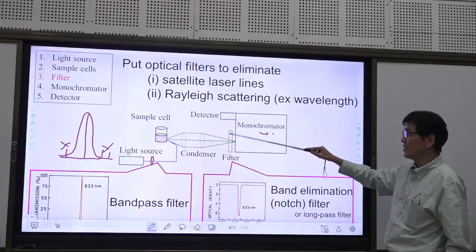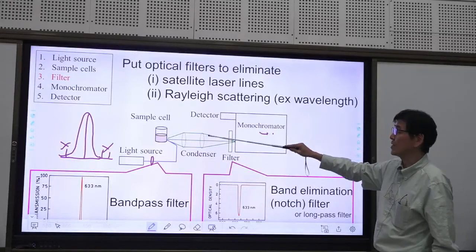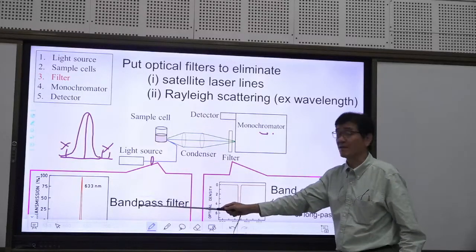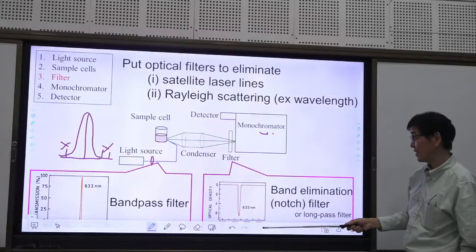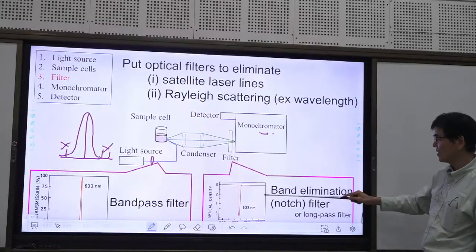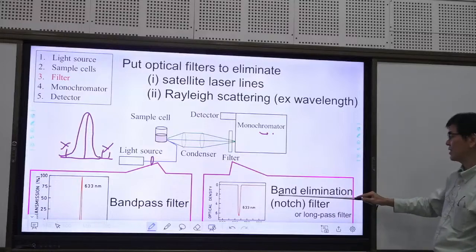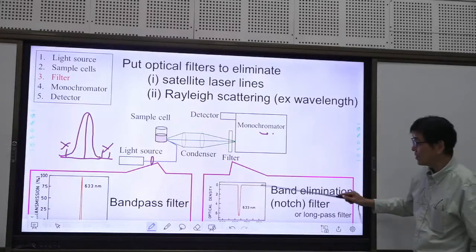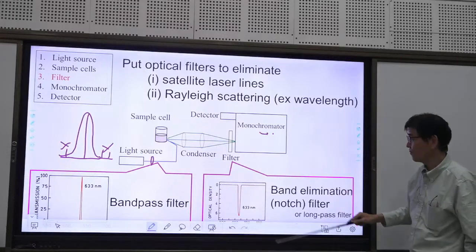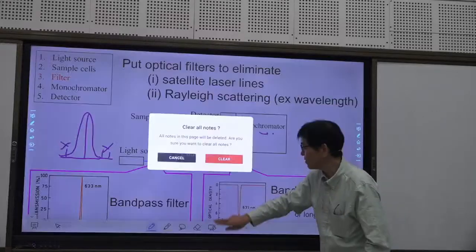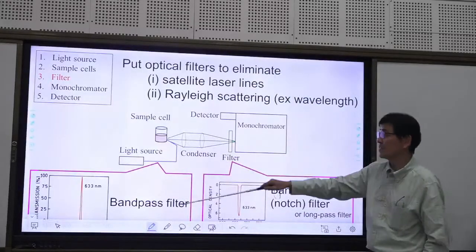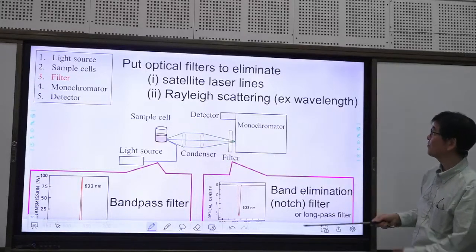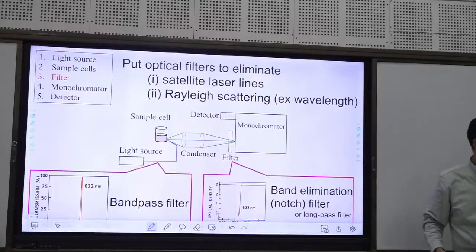But when we deliver the signal into the monochromator, 633 is not necessary anymore. It's Rayleigh line. So let's cut 633 by using band elimination filter or so-called notch filter. We may use long pass filter also. So some kinds of filters are necessary to achieve good Raman measurement.